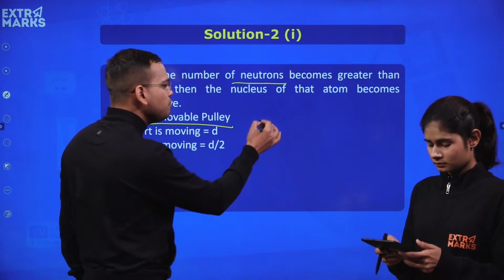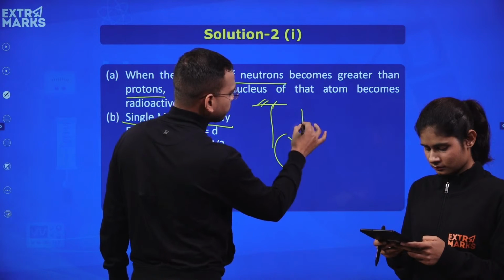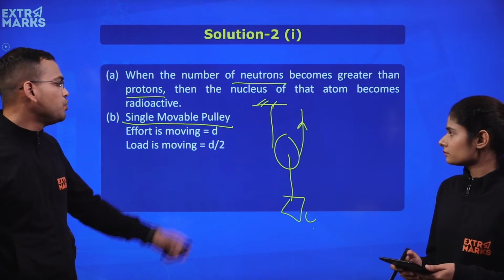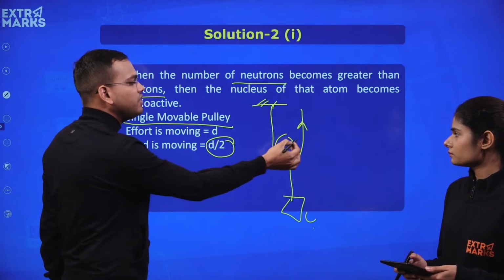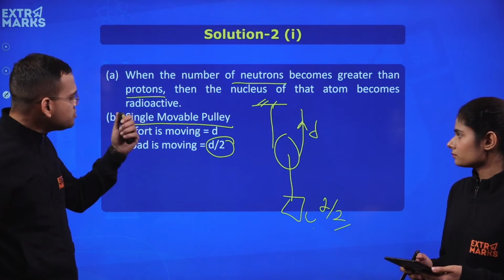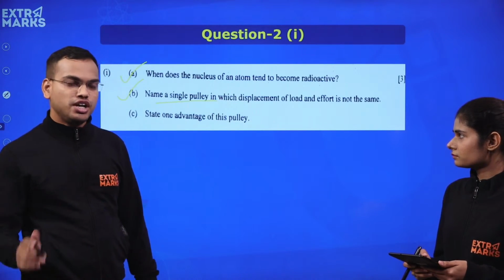If you have a single movable pulley like that, whatever load you have here, the load is moving only half the distance. If the effort is moving distance d, the load is moving only half the distance. So in a single movable pulley, the displacement of load and effort is definitely not the same, right?